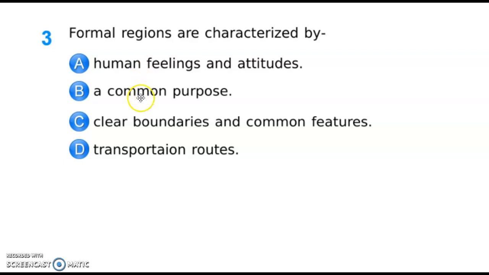Formal regions are characterized by a common purpose. It throws in the word common, but a purpose, it would be features that you see, not a purpose. And D is incorrect because transportation routes would make it a functional region.